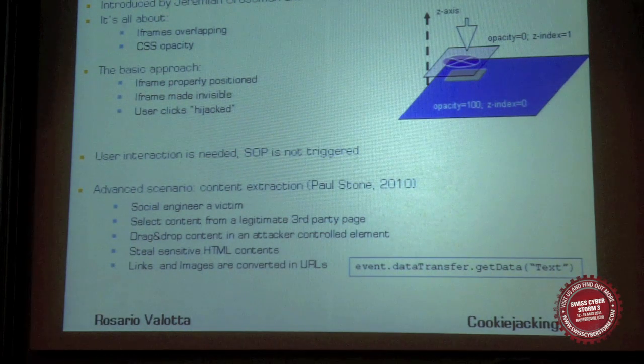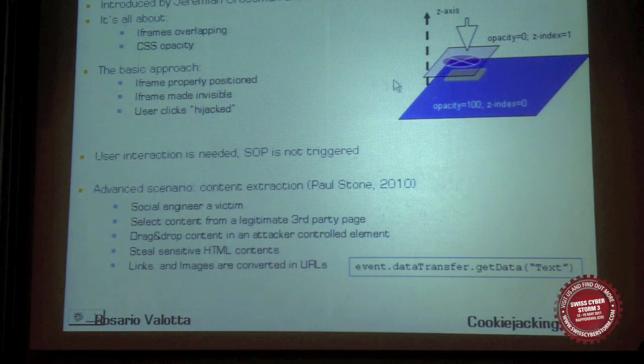Let's have a look at the basic approach. Let's suppose that the blue canvas here is the attacker web page. The attacker can find a button and an iframe. This iframe, for instance, loads some content from a third-party web page. This is quite simple. There are three things that the attacker can control.